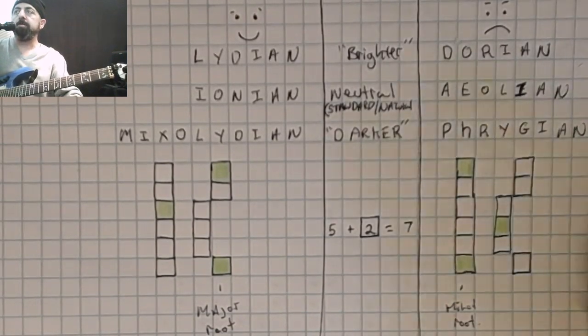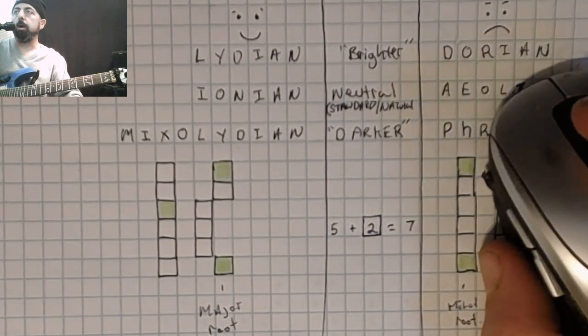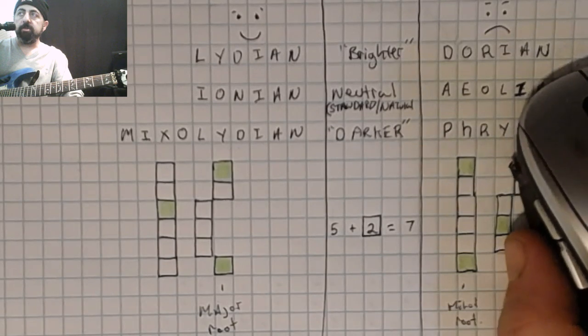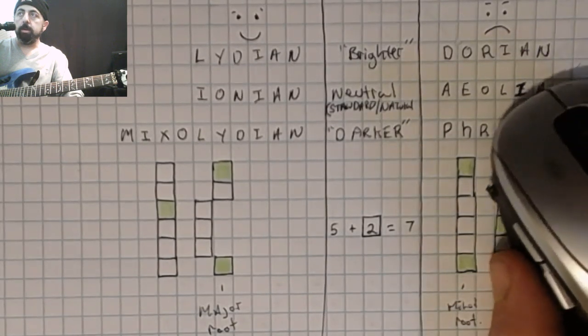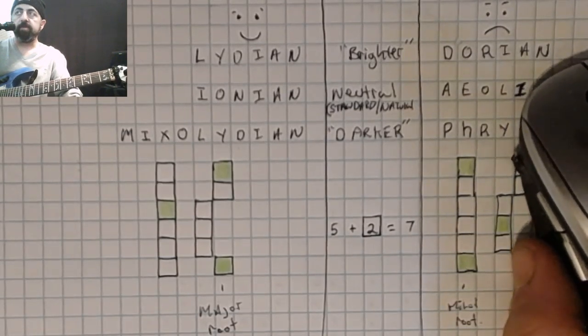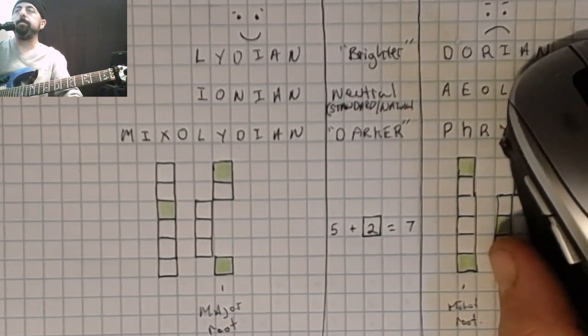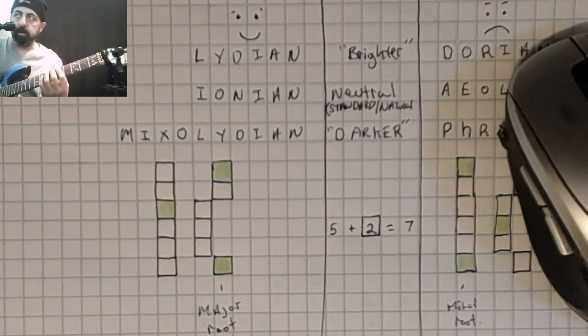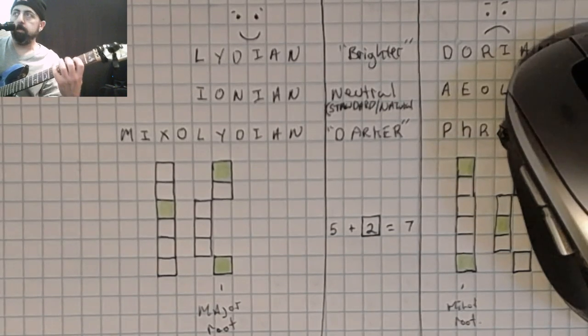So what would the parent scale be? B major: B, C sharp, D sharp, E, F sharp, G sharp, and A sharp. B major is the parent scale. Does that make sense? Let me see which B major you're talking about here. We got B, C sharp.